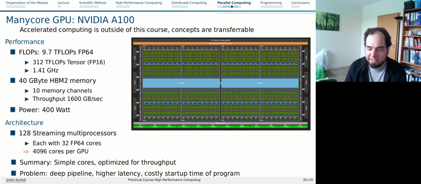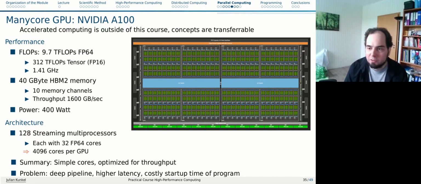This kind of accelerated computing is outside of this course, but we have, of course, also some courses that give you some training in this. But I would say the concepts between those two systems are to some extent transferable. What you learn here is useful for this other course and vice versa. There's a lot of similarity, but there's at the same time also some dissimilarity that I want to go through.